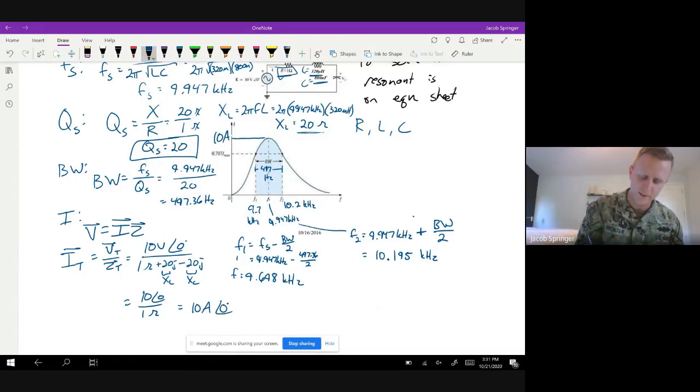So right here is the 10 amps. And then right there, if I wanted to label that, instead of writing it as 0.707 times Imax, I could just write 7.07 amps. So I get a lot of current, even if I don't quick choose right at the resonant frequency. But everything within here is within the bandwidth.